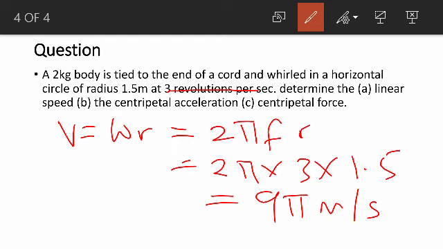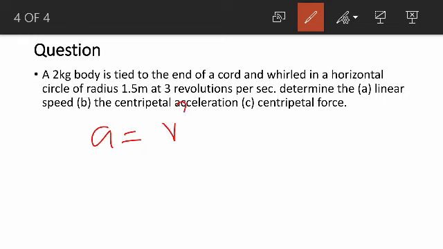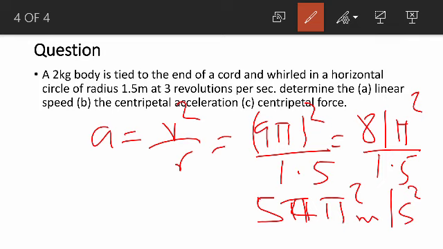That's for A, the centripetal acceleration. The centripetal acceleration here is a equal to v squared over r. That means 9 pi all squared over r. Our radius here is 1.5. That is going to give us 81 pi squared over 1.5, which gives us 54 pi squared. So the answer here is 54 pi squared meters per second squared. That's the acceleration.